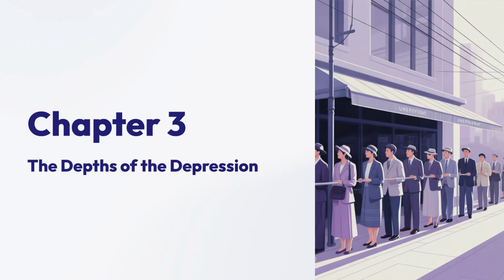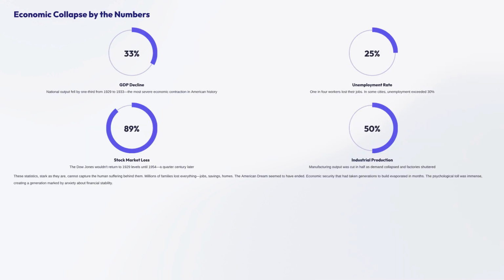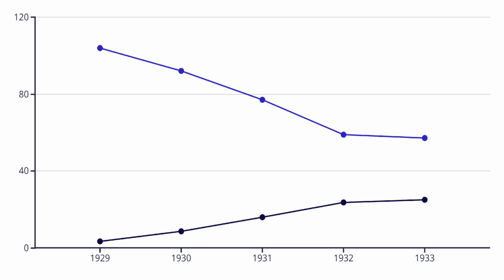Chapter 3 focuses on the depths of the Depression and the human cost of the collapse. The economic collapse was staggering. GDP declined by 33%, and the unemployment rate soared to 25%. Industrial production was cut in half, and the stock market lost 89% of its value. These numbers reflect immense human suffering and widespread loss of economic security.